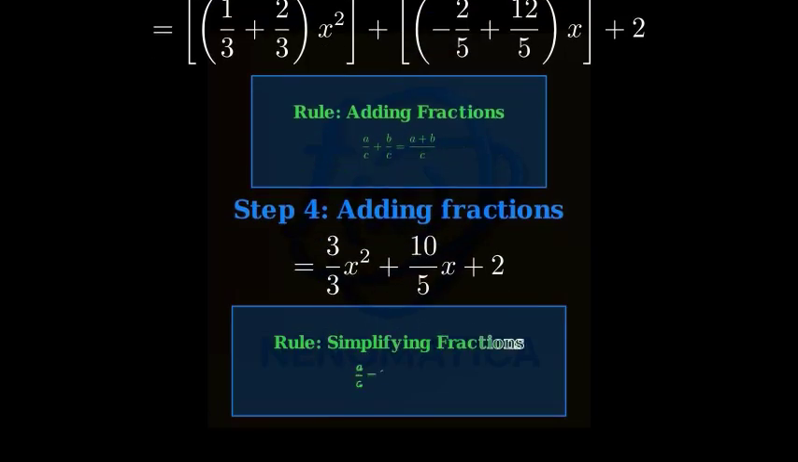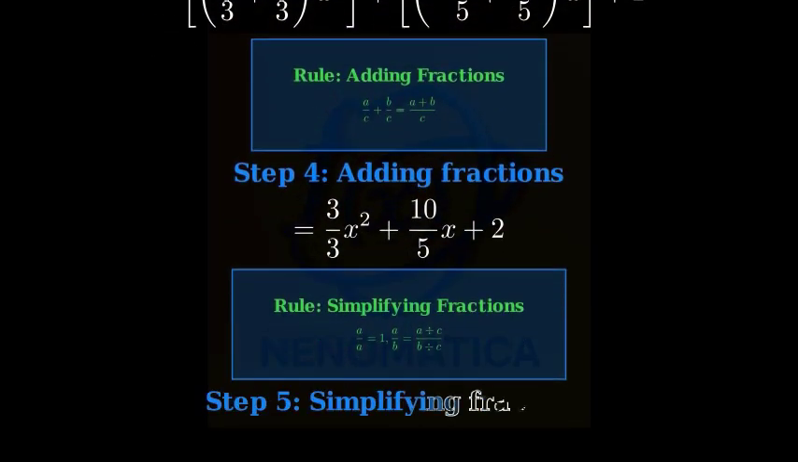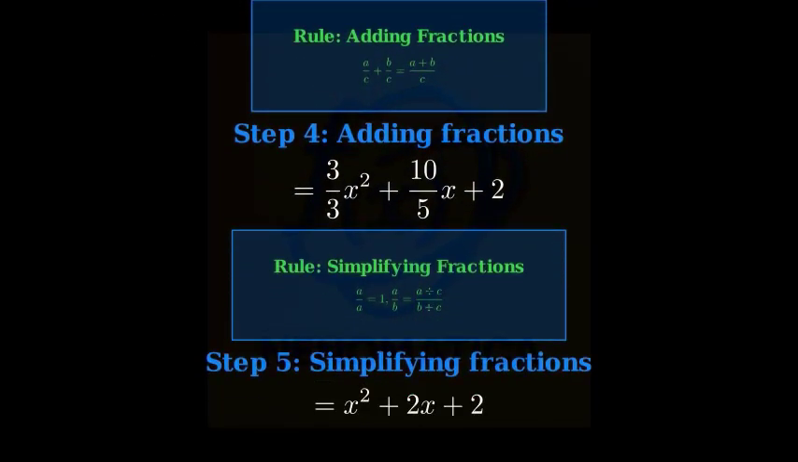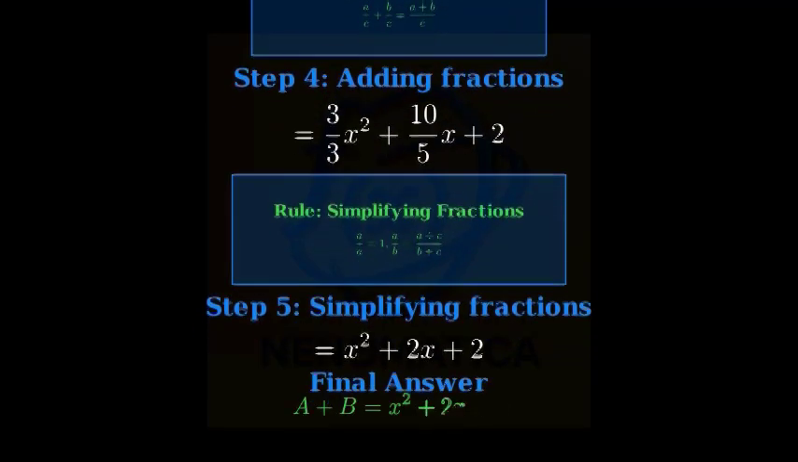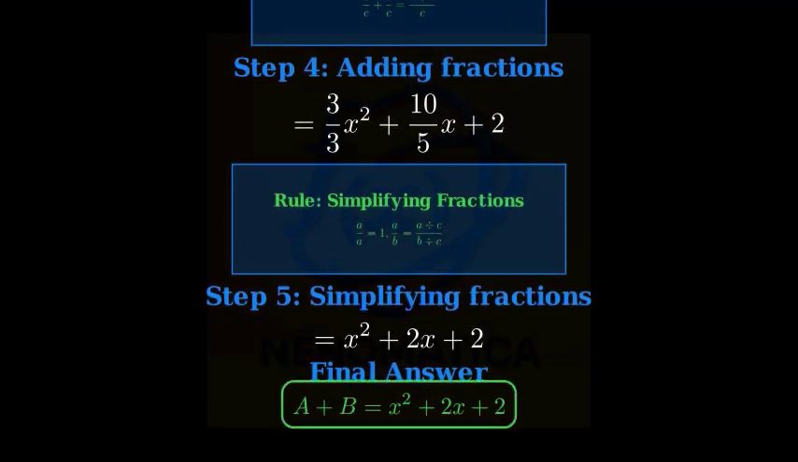Step 5. Let's simplify our fractions. 3/3 equals 1, and 10/5 equals 2. So our expression becomes x squared plus 2x plus 2. Therefore, our final answer is A plus B equals x squared plus 2x plus 2. This is a second-degree polynomial in standard form.